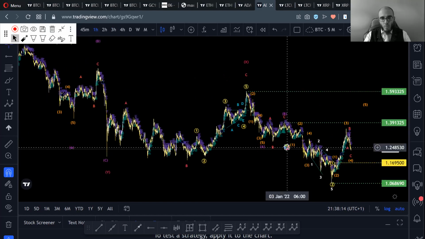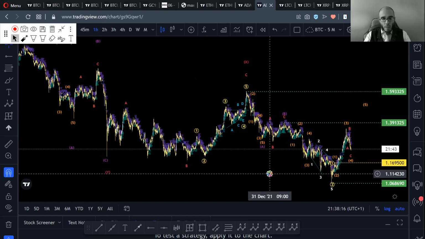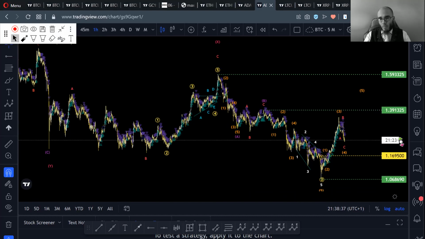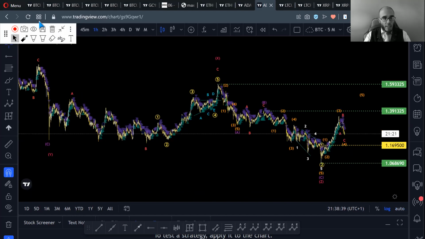I'm going to zoom it out, and we're going to talk about the last move. So up here you have your X wave, and down here you will have your Z wave. So let me zoom out so that you can see that. So here you have your Z wave, and that could be the final wave of the correction, if this labeling is correct.